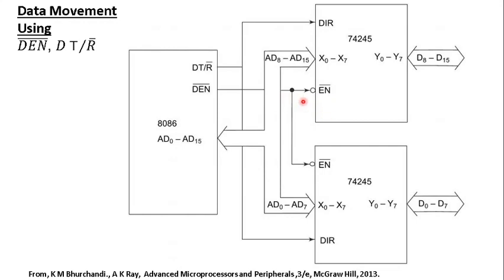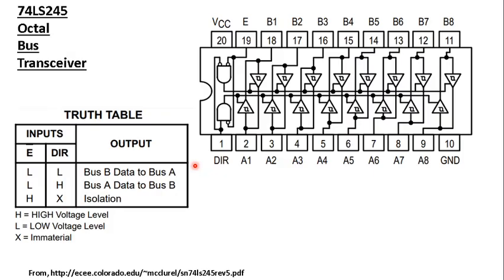Data enable will enable these two ICs, that is 74245 ICs. They are transceivers or buffers which help us conduct data in two directions, either from the CPU to the peripheral or from the peripheral to the CPU. Data transmit receive controls these transceivers in their directional flow, or in which direction they should conduct. Here AD0 to AD15 participate. The upper address pins won't participate because only data movement happens here, and the data pins are only 16 bits in size.